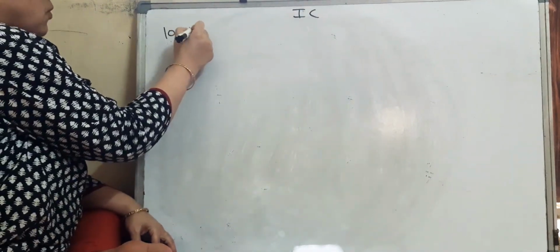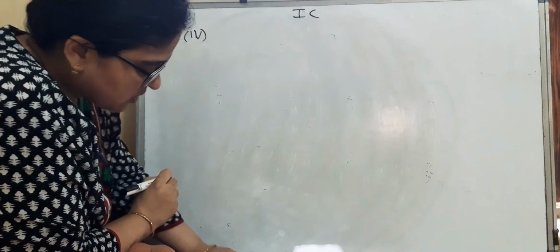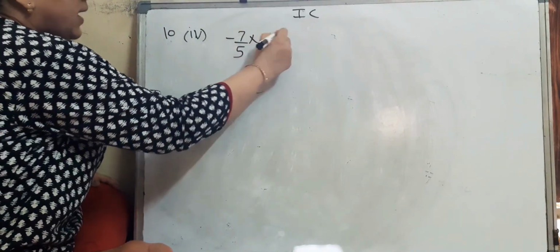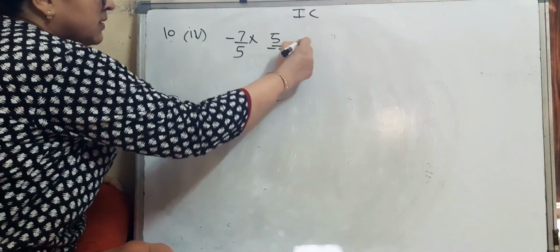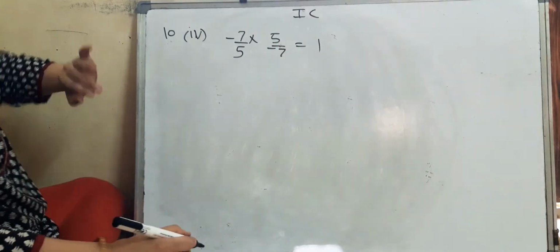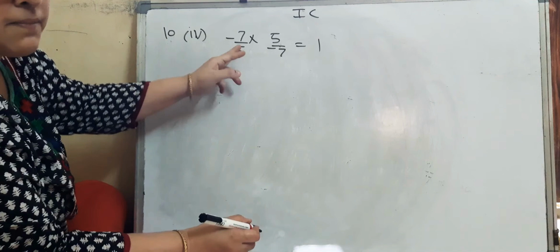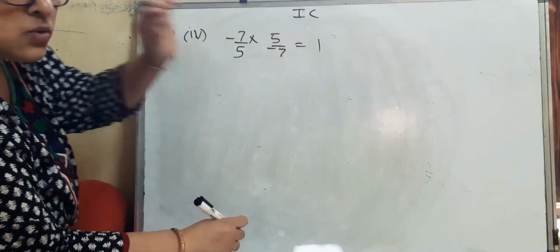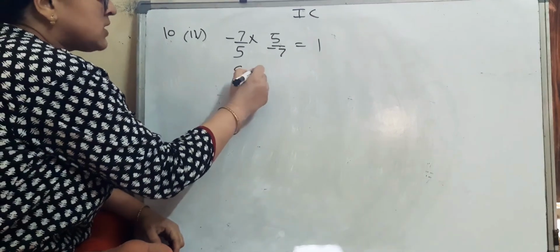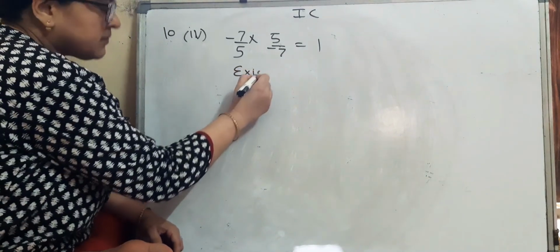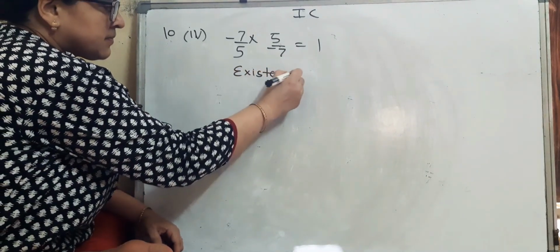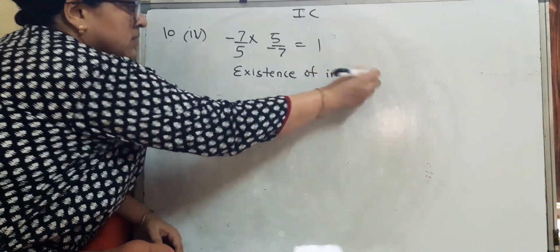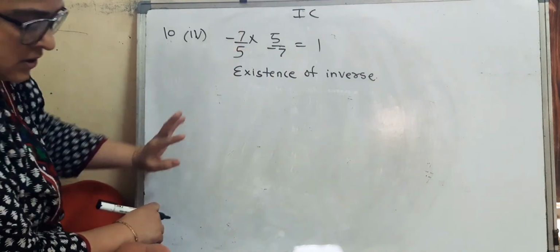Then the fourth question. -7/5 into 5/-7 is equal to 1. Whenever there is a multiplication of a number and its reciprocal, the answer is always 1. This type of property is called existence of inverse.